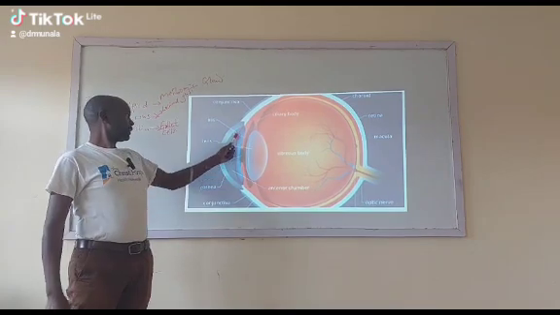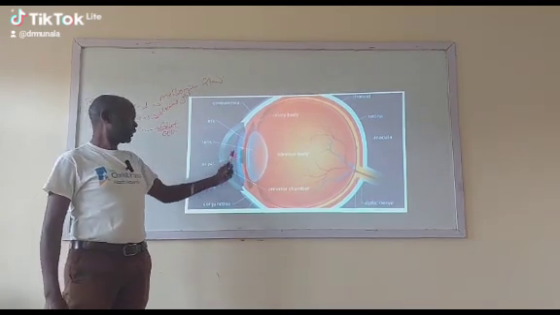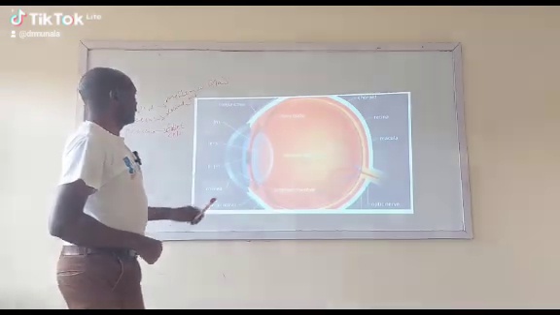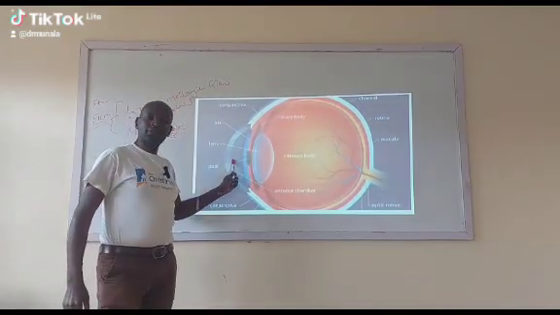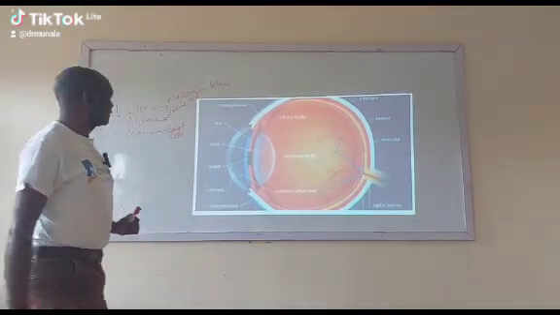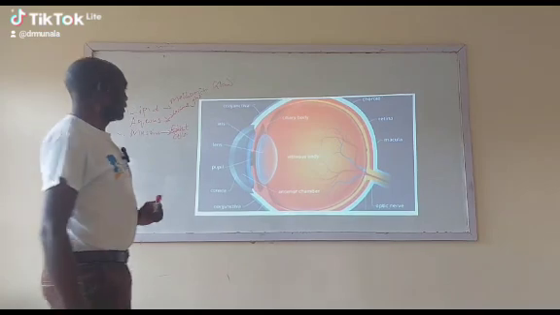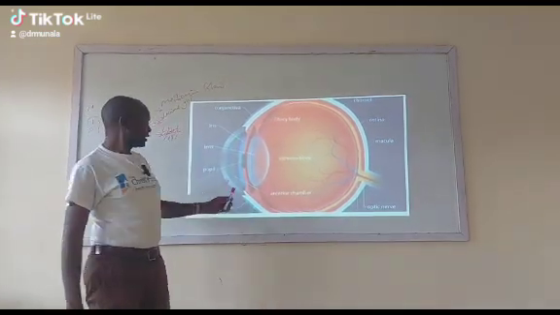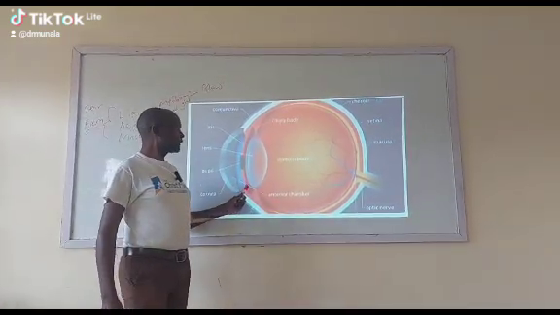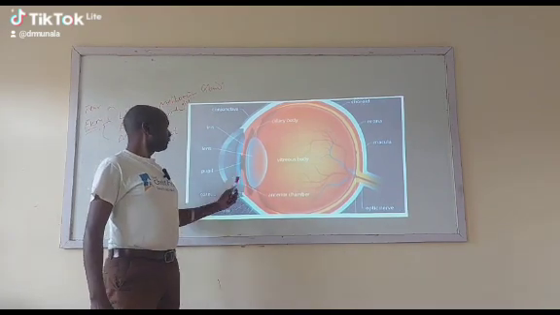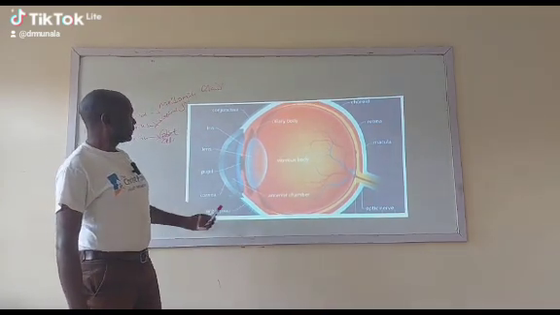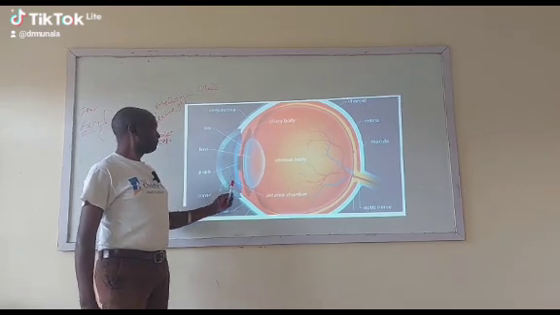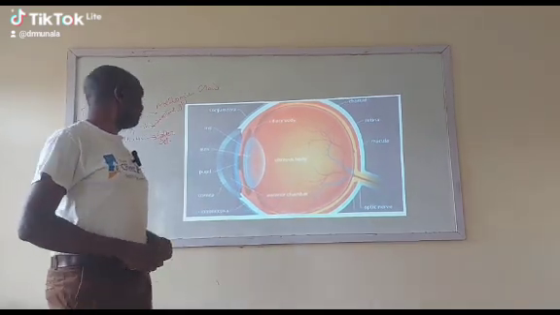From the cornea, in the anterior chamber, we have the aqueous humor. The aqueous humor is a transparent fluid that is produced by the ciliary bodies, the ciliary processes in the posterior chamber, and then it flows by convection current into the anterior chamber.